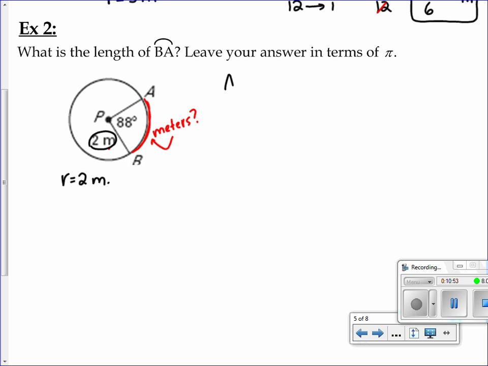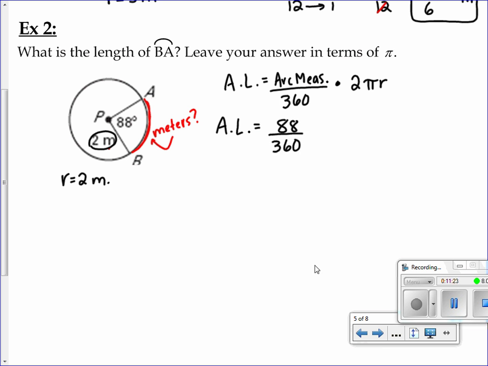So I'm going to use my arc length formula. Arc length equals arc measure over 360. I'm going to times that by the circumference. So since I've been given radius, I'll just use the 2 times pi times radius formula. And I'm just plugging everything in. Okay, arc length equals my arc measure. Well, my central angle is 88, so the arc measure is going to be 88 over 360. I'm going to times that by 2 pi and a 2.